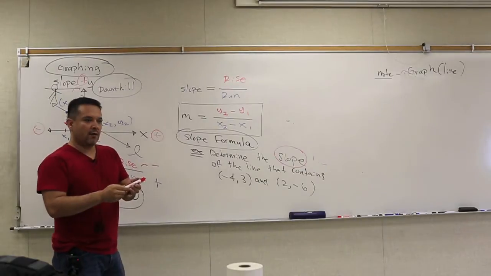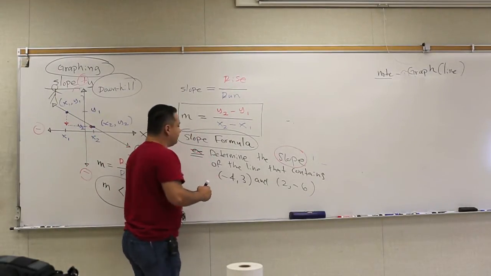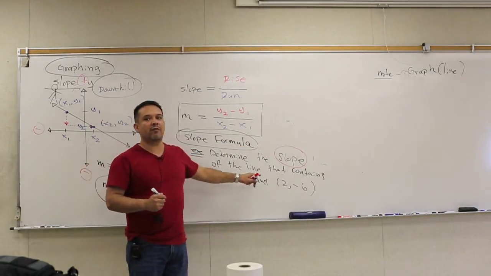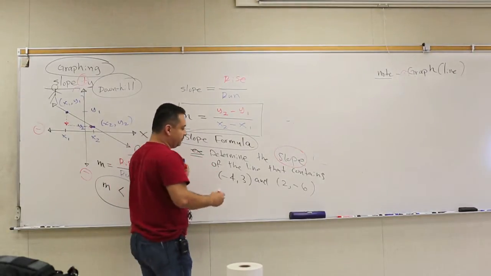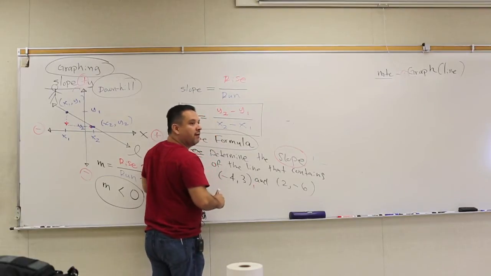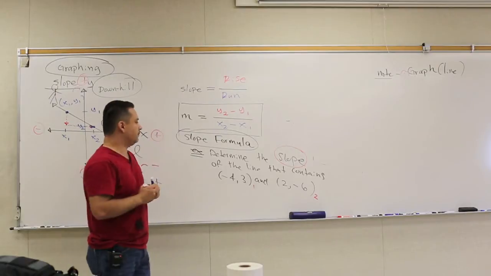Okay? So, again, let's see what's going on. We're going to determine the slope, and we're given 2 points. Which is the first, which is the second? Doesn't matter, good. But I'll call the first one I read on the left, point 1. I'll call the second one what? Point 2.